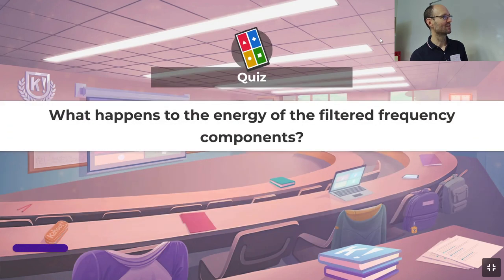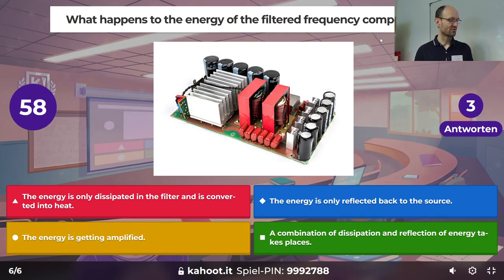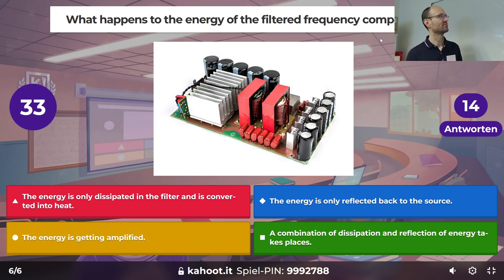And we come to the last and deciding question. What happens to the energy of the filtered components? Will they be only dissipated in the filter and turned into heat, or will they be only reflected back to the source? Or is the energy amplified, or does a combination of dissipation and reflection take place for these unwanted filtered energy, or frequency, components? And here we also already have 15 answers and 20 seconds left to cast the vote.